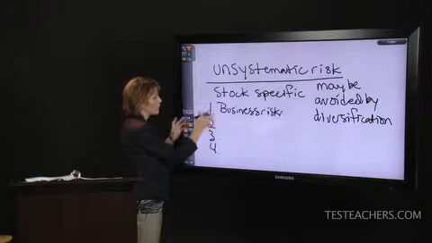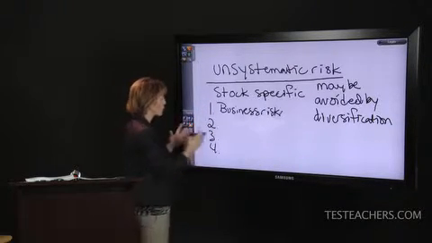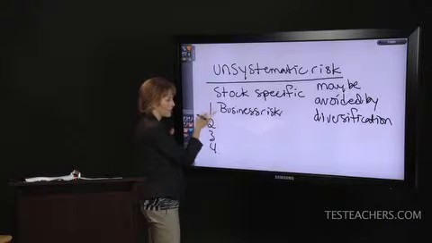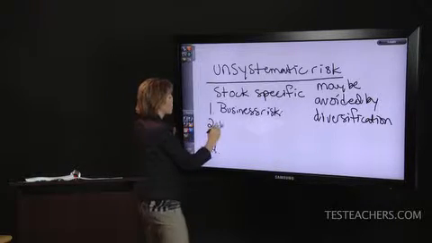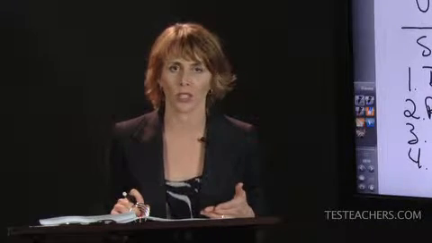So they're going to give you a question on the test where something has happened, and you'll have to determine which of these 4 types of risks it is. So business risk related to that company itself. Regulatory risk. Also stock-specific. Regulatory risk is a type of risk that may be eliminated by diversification.